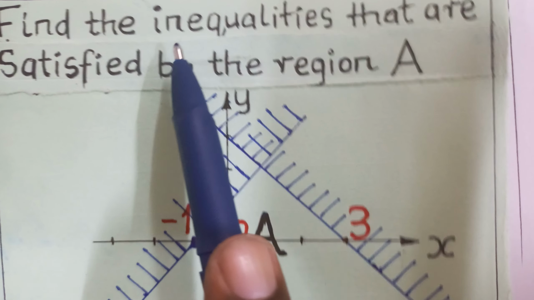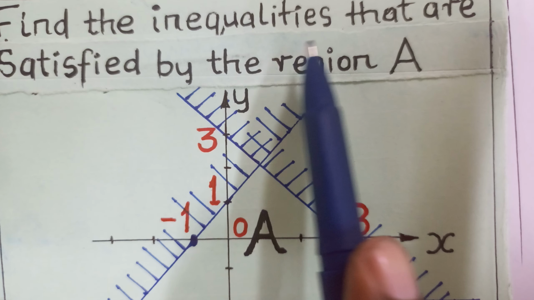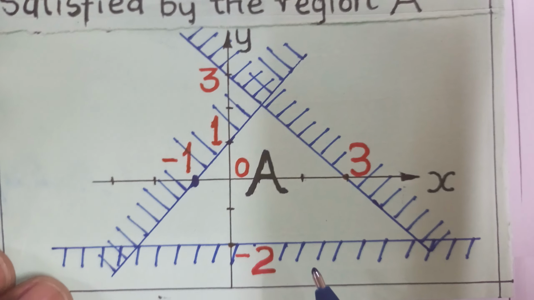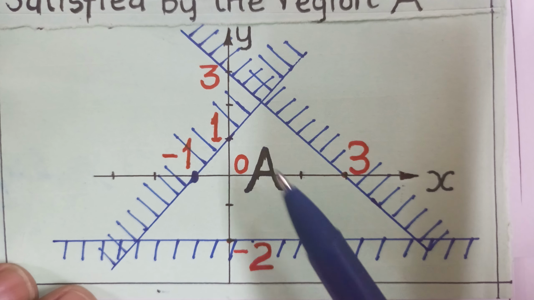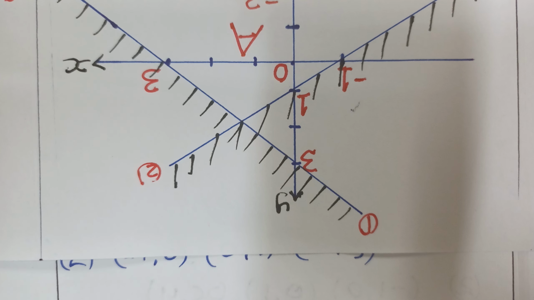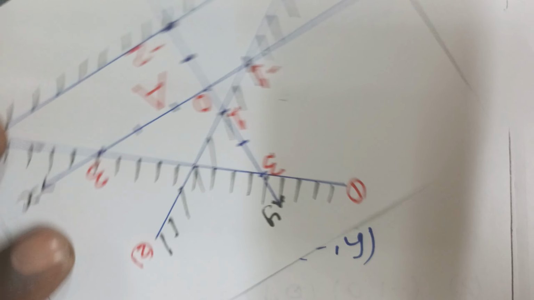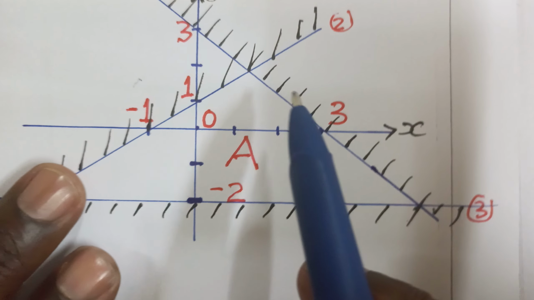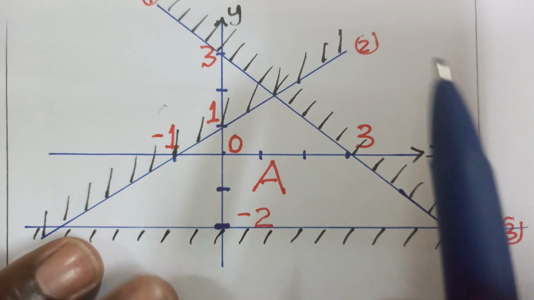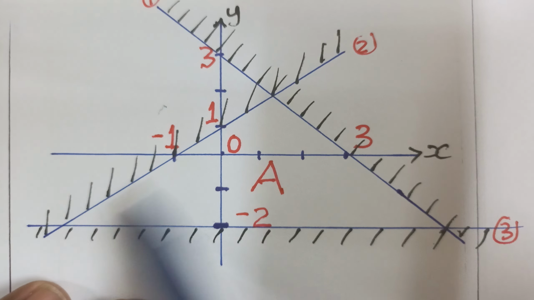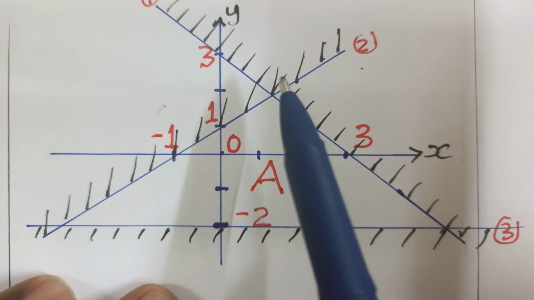I did the question. Find the inequalities that are satisfied by the region A. Guys, we have this inequality and the region A, and we have some lines surrounding that region. So now we do that question. The first thing we are going to do is find the equation of each of these lines, and then we find the inequality.